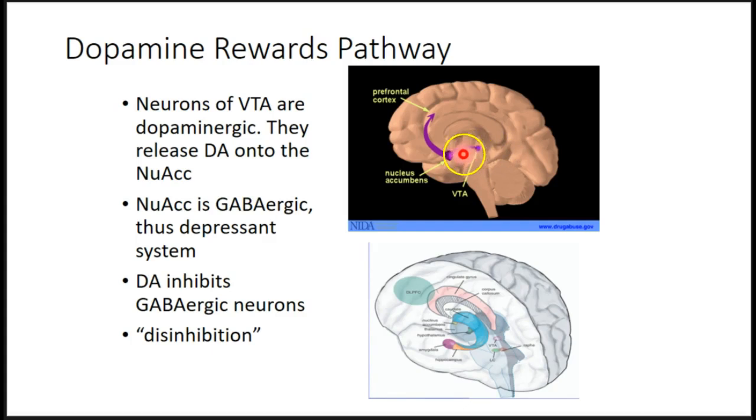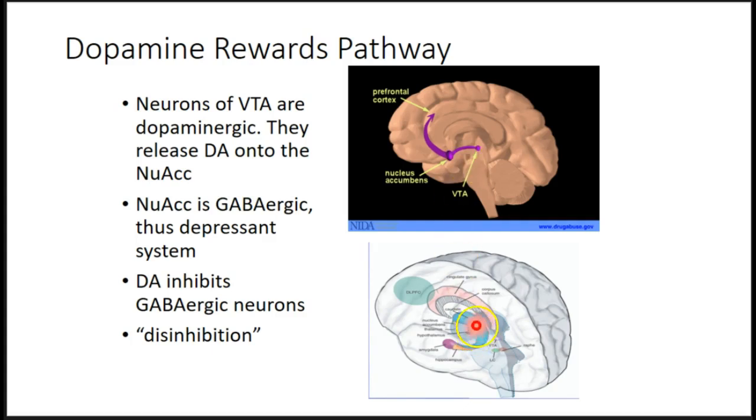VTA is going to release dopamine. We actually already know this. Believe it or not, you already know this. You just know it by a different name. It's the substantia nigra of the midbrain. You guys remember that? Yeah, that black stuff. That black stuff is the metabolic waste of producing dopamine. And you've seen that before. You've seen that projecting to the basal ganglia.